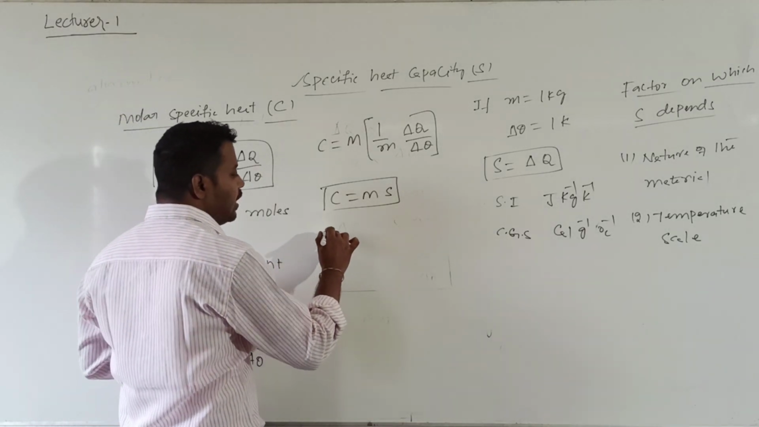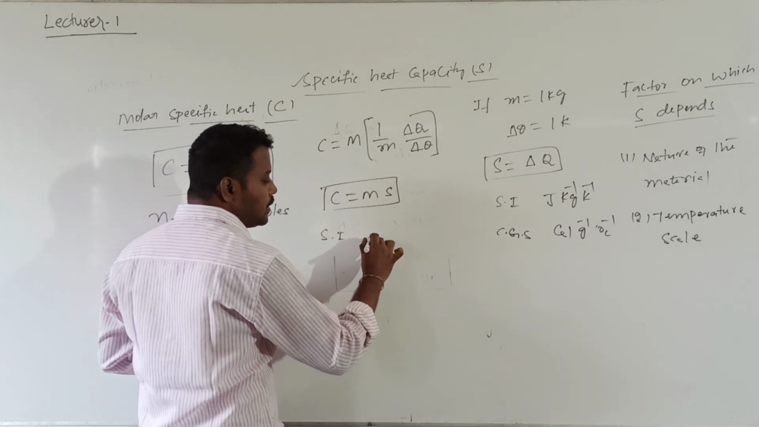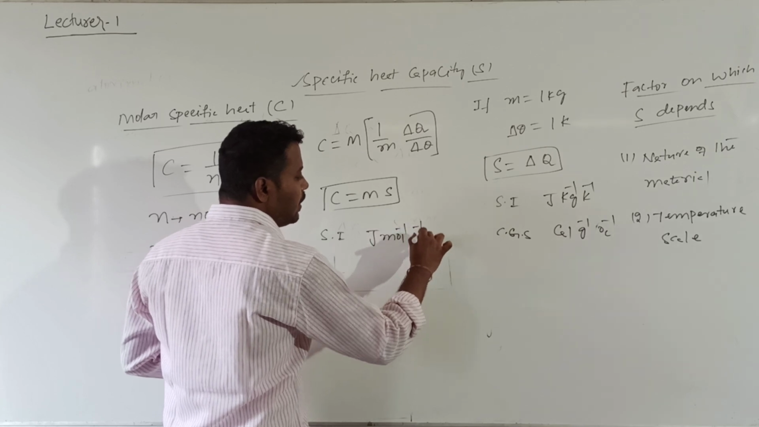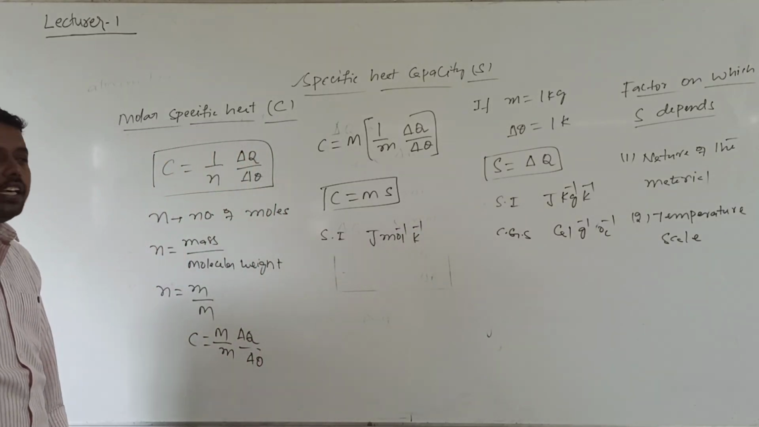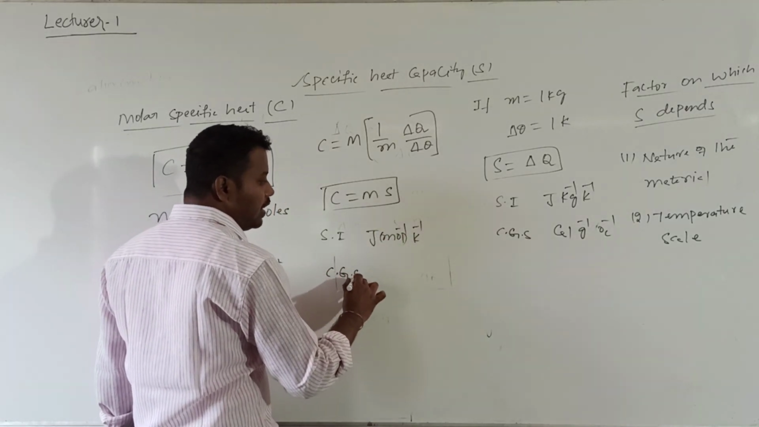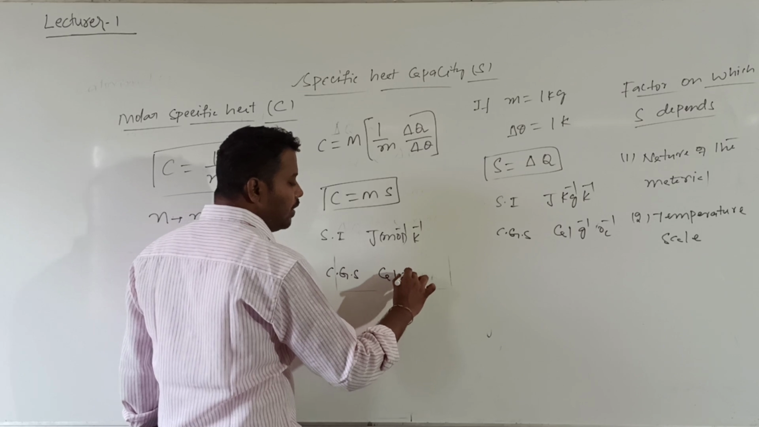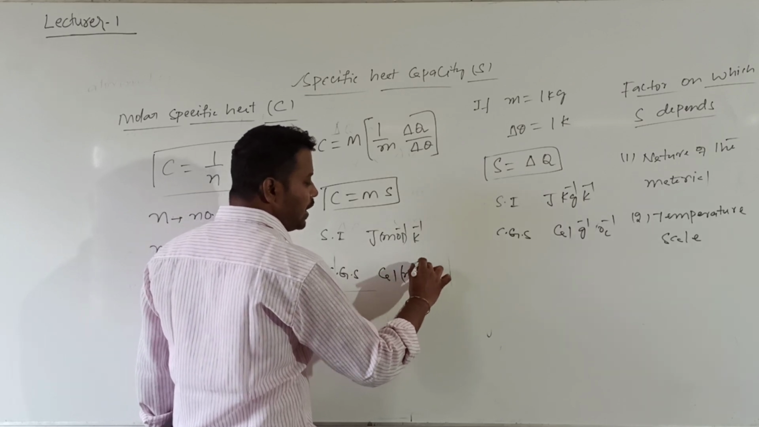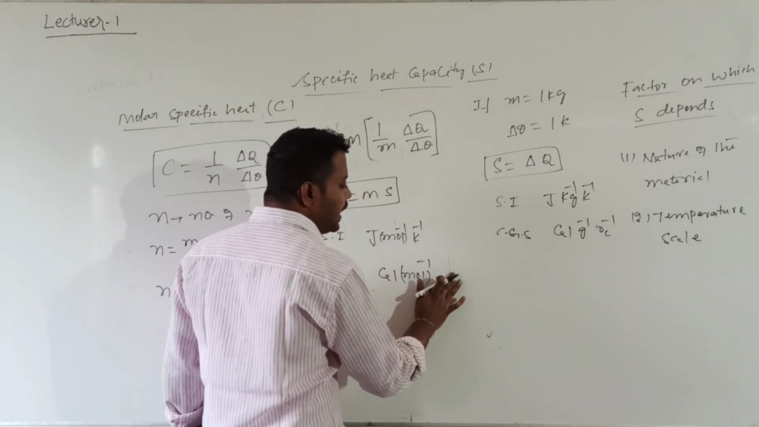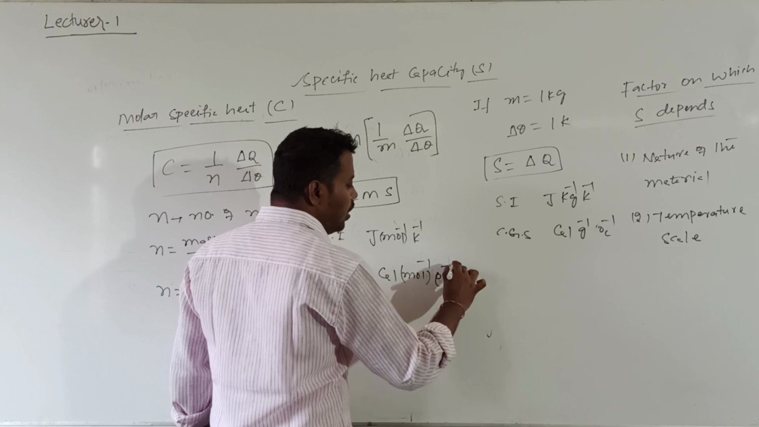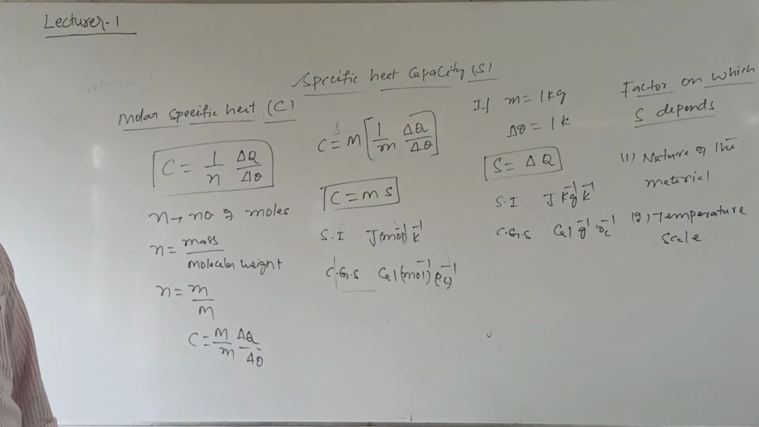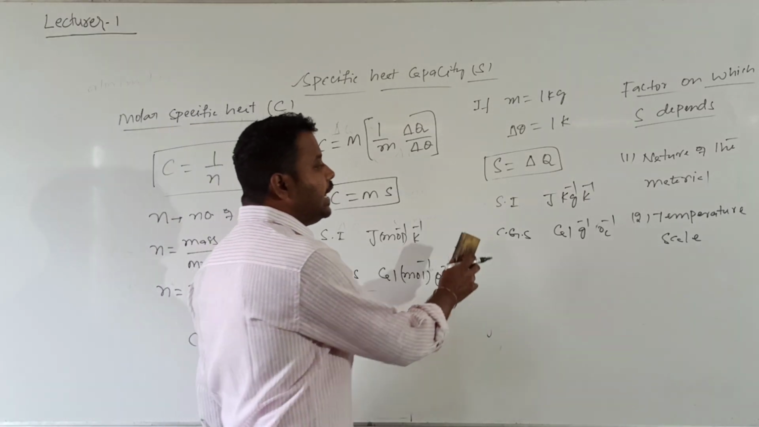What are the SI units of molar specific heat? They are joule, mole inverse and Kelvin inverse, with mole in place of kg. The CGS units are calorie, mole inverse and centigrade inverse; the mole unit is the same in both SI and CGS. So this is the molar specific heat capacity.